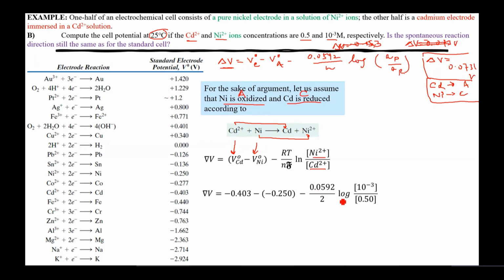If I write it in log form, I would use this constant. So this is minus 0.043, the potential of cadmium, and this is the potential of nickel. Then 0.0592 divided by 2, which is the number of electrons, times log of 10⁻³, which is the concentration of Ni²⁺ ions since it is in the products, divided by 0.5, which is the concentration of Cd²⁺. This gives me an answer of minus 0.073 volts.